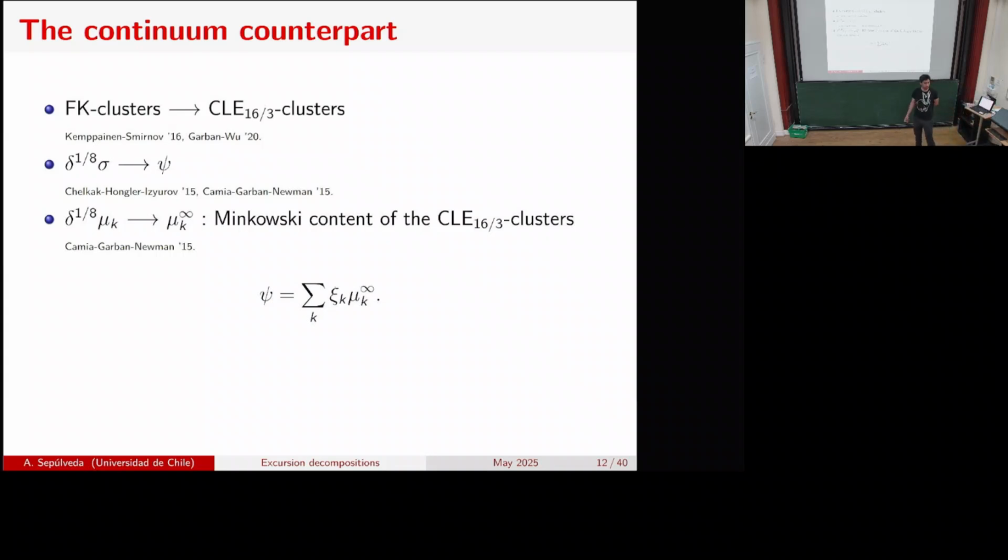And as Leonie was discussing, one has convergence of the magnetization field. So the first one is the magnetization field. I put delta to the 1/8. It could also be read as 15/8 or 1/8 according to which is the right observable you are seeing. But after the right normalization, things are converging correctly. So there should be -1/8. But also the measures mu_k on the FK clusters are converging at the same rate.